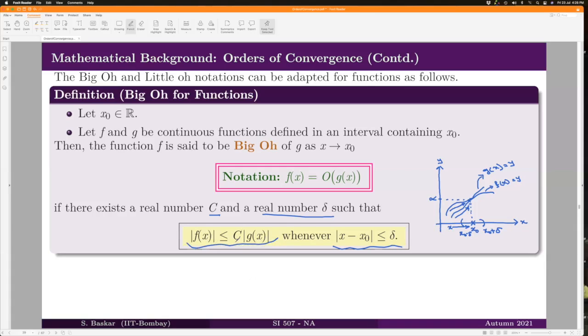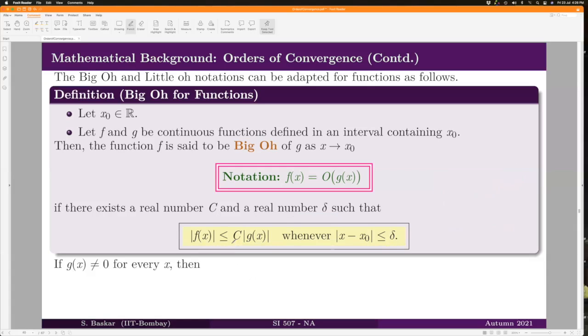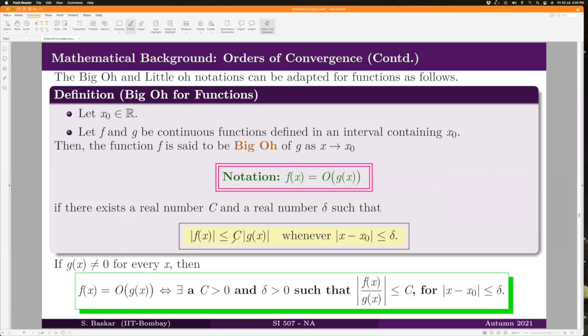From our discussion in terms of sequences, it will be very clear to see that when g of x is not equal to 0 for every x, then this big O notation precisely means that the function f of x divided by g of x is a bounded function, at least in this small neighborhood of x0.